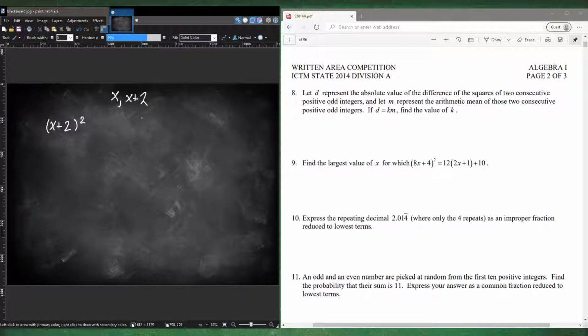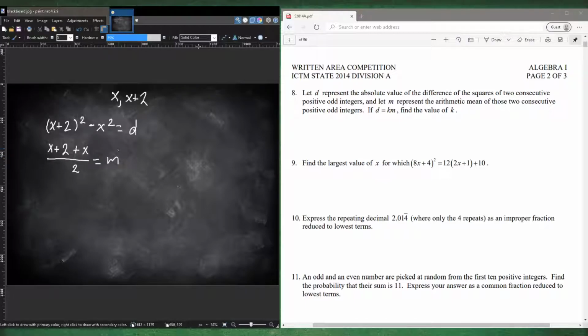It's 1, 2, 3, right? If you think about the number line, every second number is going to be odd. So x plus 2 squared minus x squared is equal to your difference, which is d. Absolute value just means it has to be positive, and it's definitely going to be positive because x plus 2 is bigger than x. And then let m represent the arithmetic mean.